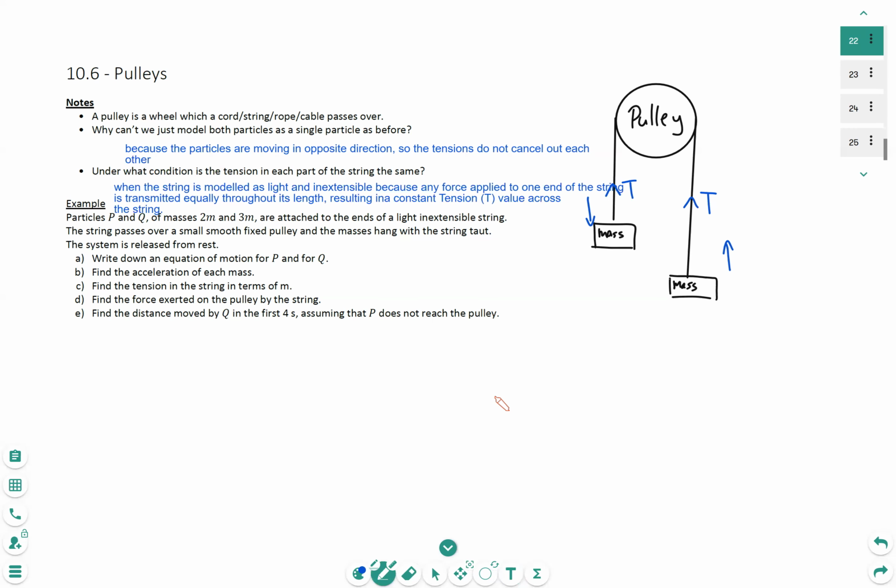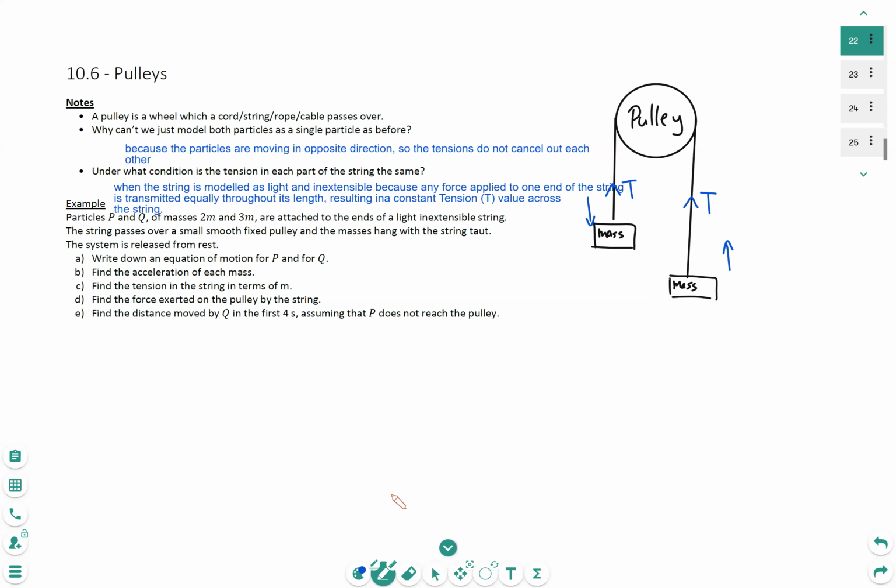So that's the reason why. You can imagine because it's inextensible, what it means is if one travels a certain distance, at a certain speed, the other mass will be traveling up at the same speed because they're in sync. Therefore, the tension value will be the same across the whole string. Also, it is a light string. Light string means the string has no mass.